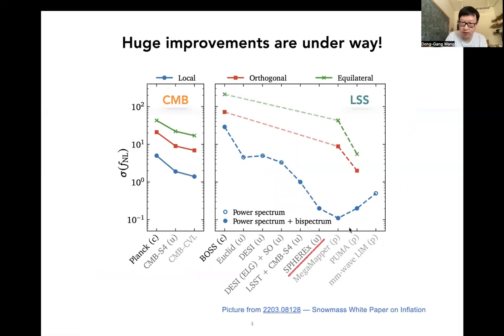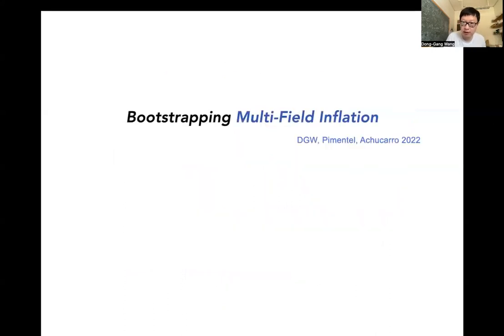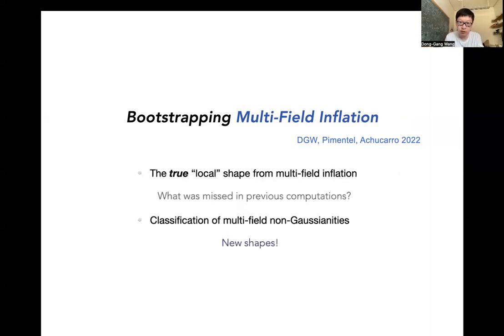And we expect that in the near future, it will be quite important for us to get some theoretical understanding of the signature of multifield inflation. And this is what we plan to do in this work. We will use the newly developed bootstrap method to revisit this old topic. So in this work, we aim to identify what is a true local shape from multifield inflation, and also show what was missed in the previous computations. And after that, we'll be able to provide a classification of multifield non-Gaussianity with new shapes.